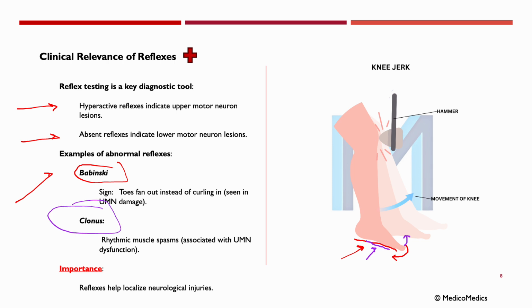Another example is clonus. These are rhythmic, involuntary muscle contractions, often triggered by sudden stretch. It's another sign of upper motor neuron dysfunction, usually seen in more severe or chronic cases. Now, why does all of this matter? Reflexes help us localize neurological injury: spinal versus peripheral, central versus segmental. They're simple, fast, and incredibly informative at the bedside.